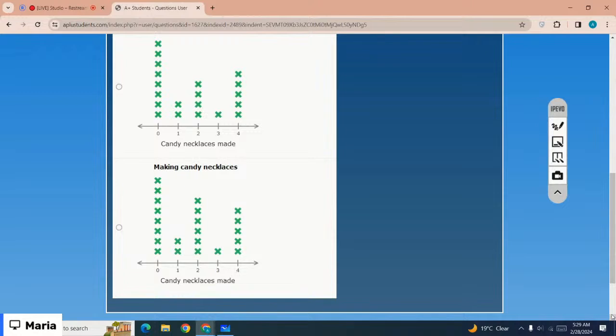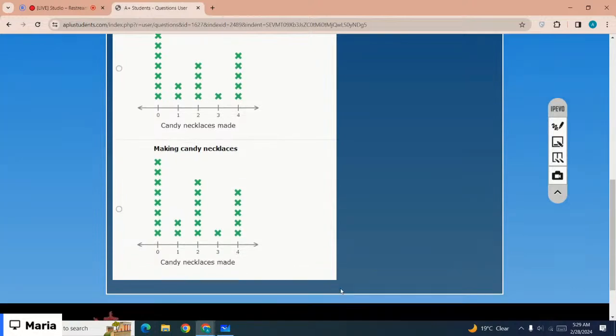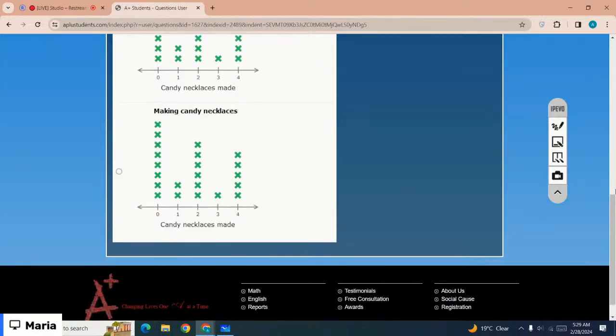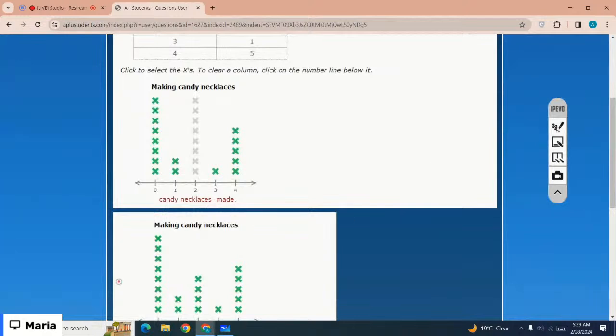The correct option is option number 1, right? Option number 1 is the correct option because they have the same number of crosses: 8, 2, 4, 1, and 5. That is the correction.